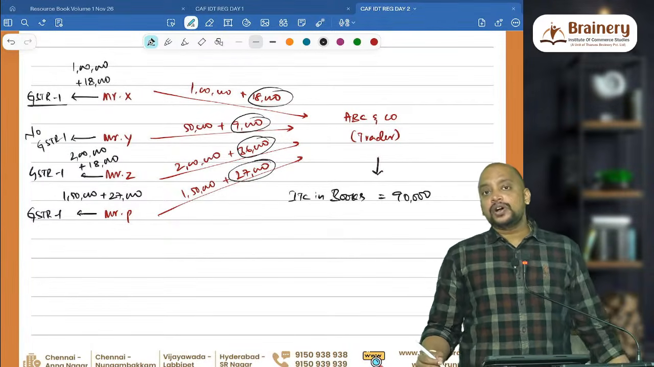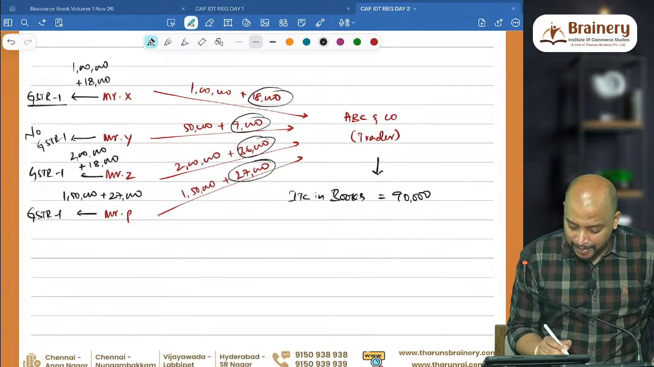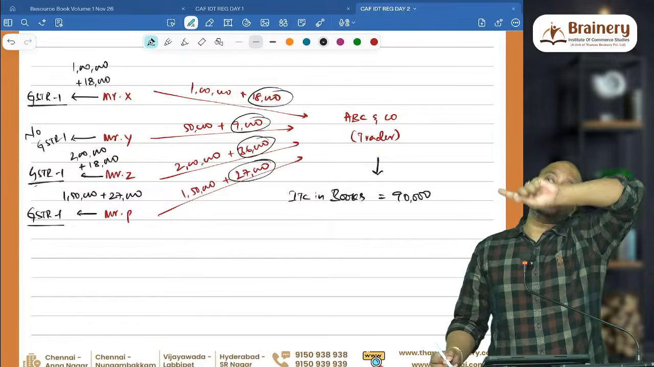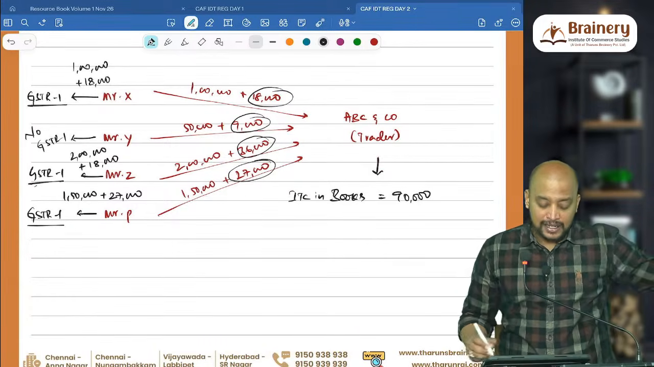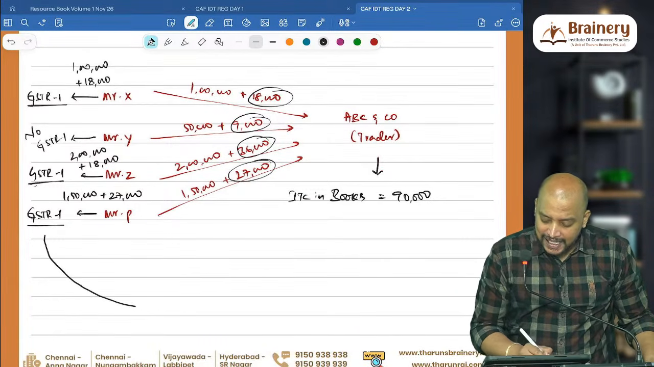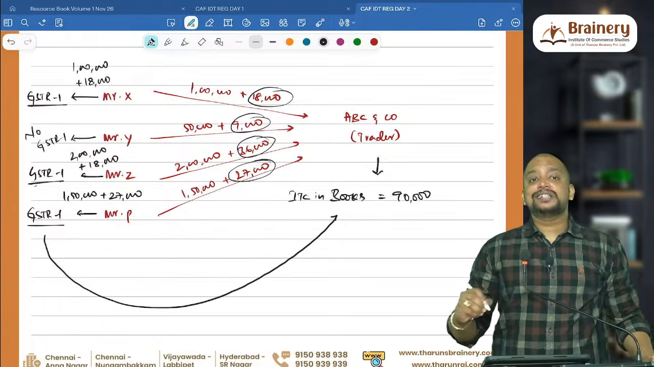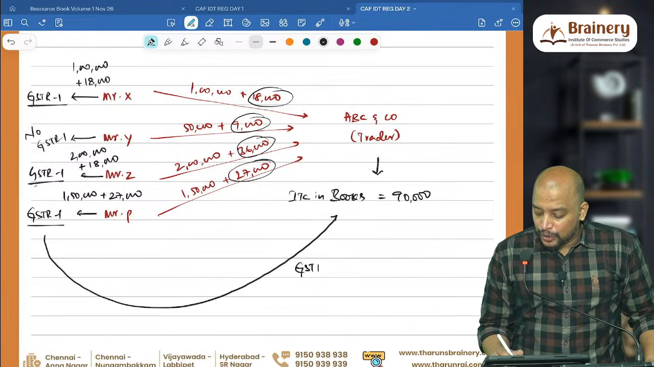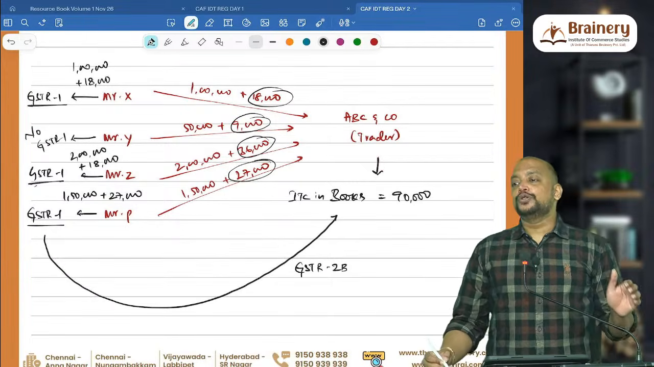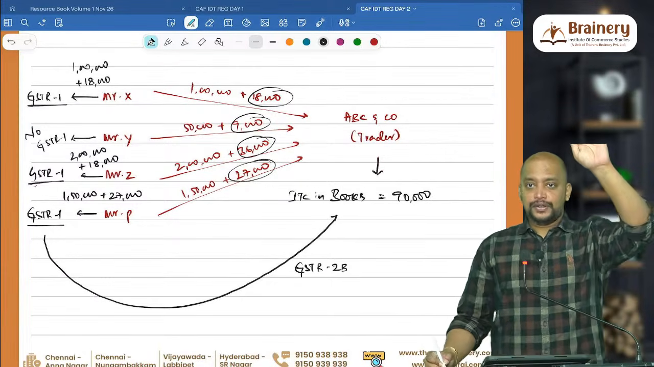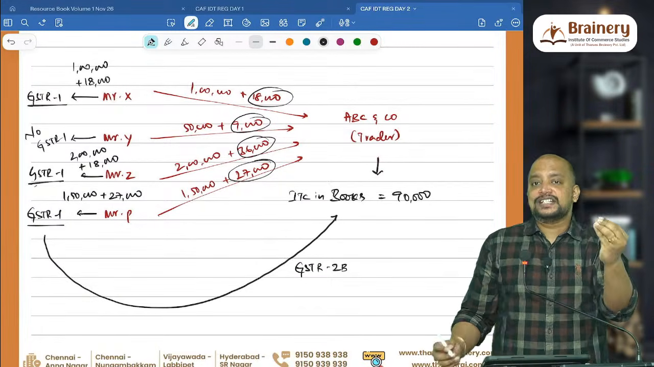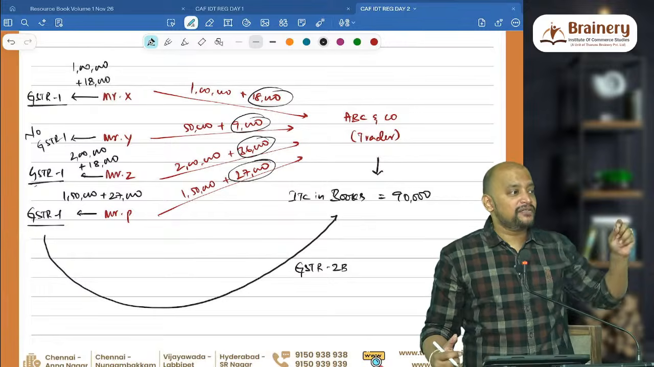Now, based on the GSTR1 of your supplier, one statement will be made available to you. What is that statement? GSTR 2B. Previously it was 2A, now it is 2B. 2A is also there for reference purpose, but for availment of ITC, that is to take the credit, we have 2B.